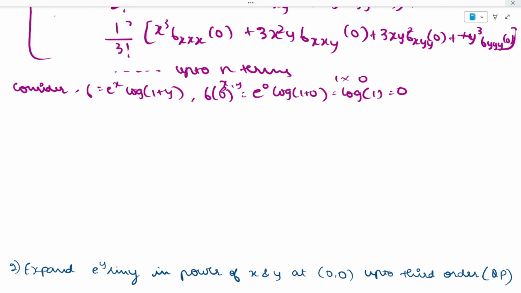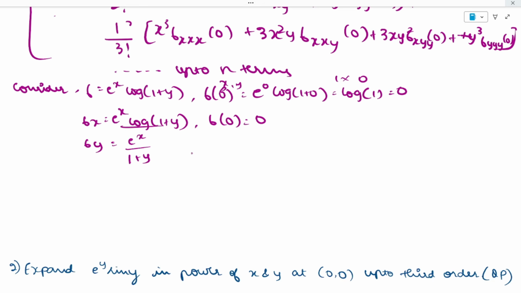Now similarly you have to find the value for f x, that means e power x log of 1 plus y. You have to differentiate with respect to x. Again you substitute the value and you get the same value as for x. Now you have to do it for y. The differentiation with respect to y will give you e power x divided by 1 plus y. I hope you know the differentiation formula.